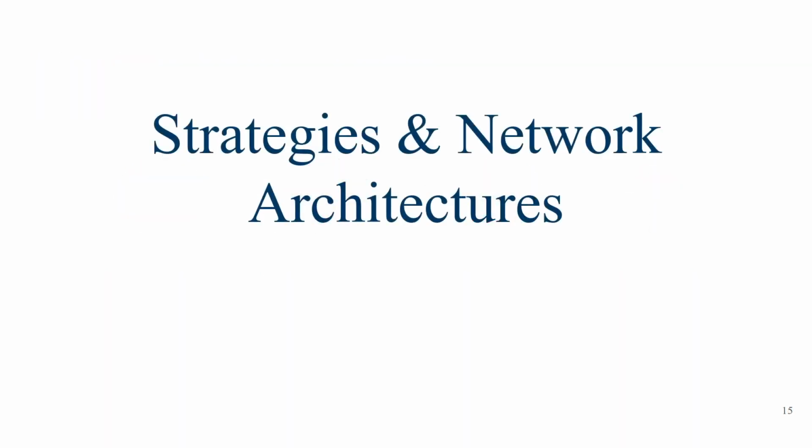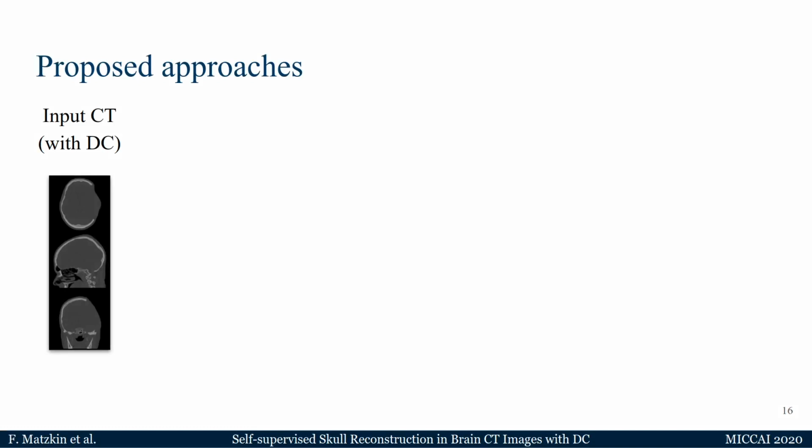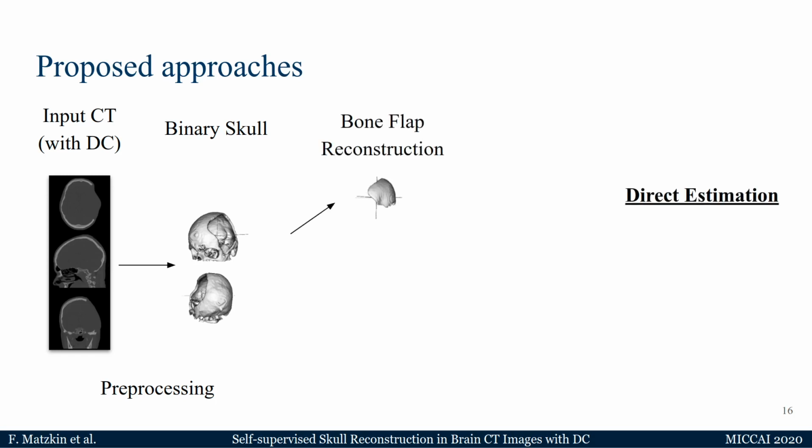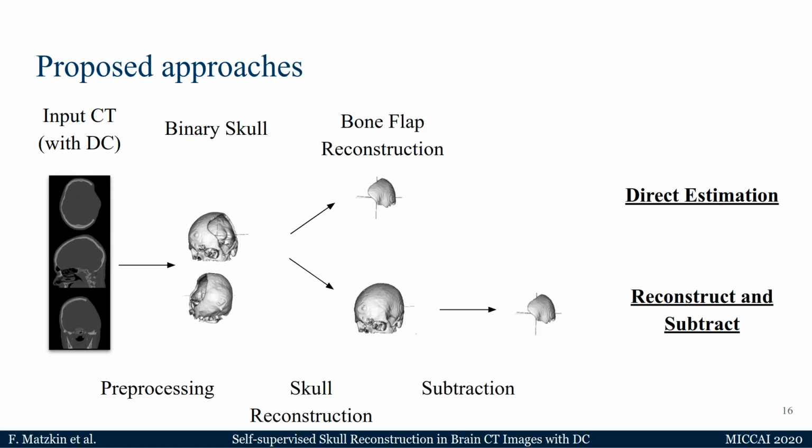We use a virtual craniectomy to train various CNN architectures following two different approaches. After pre-processing the CT image, the first approach consists of reconstructing the missing flap only. The alternative approach consists in reconstructing the full skull and then subtracting the original image. These two alternatives define what the inputs and outputs of the models are.